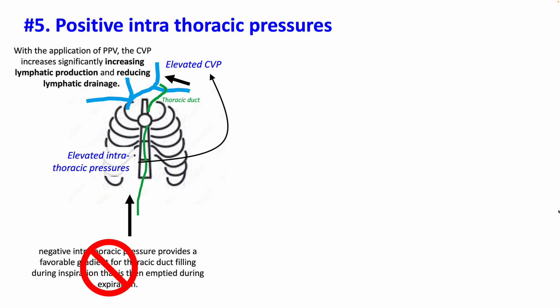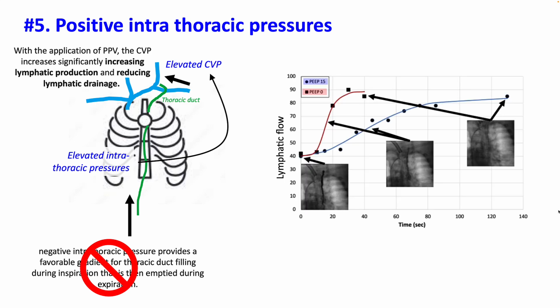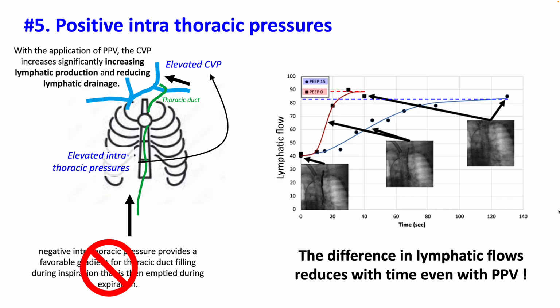And this has two effects. First, it increases your lymphatic production because elevated CVP results in more venous congestion. And it also reduces lymphatic drainage because you need a higher pressure in the lymphatic system to overcome the central venous pressure. In this study, they compared PEEP of 0 with PEEP of 15 with lymphatic flow. And you can see that the lymphatic flow drops significantly when high PEEP is applied. However, some of the lymphatic flow is regained as the time goes on, though it never reaches the flow generated by PEEP of 0.